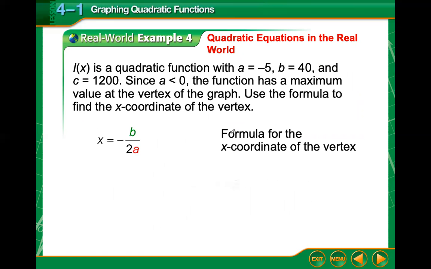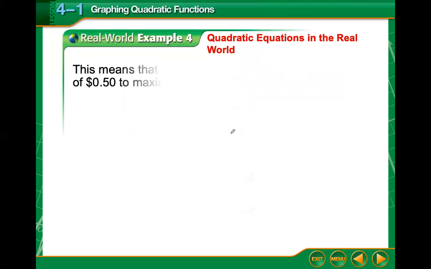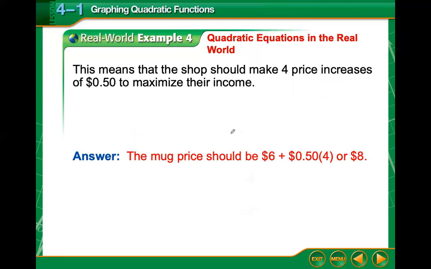So we're going to find the max. We're going to go ahead and find the x coordinate of the vertex, which we find to be 4. We're then going to plug 4 into our equation. So to get the most money with the most sales, it would be selling them for $8.